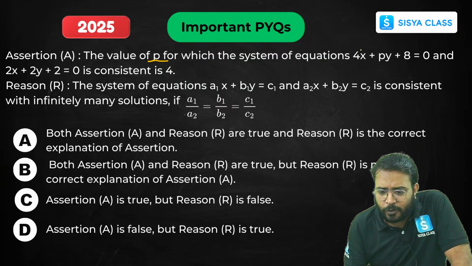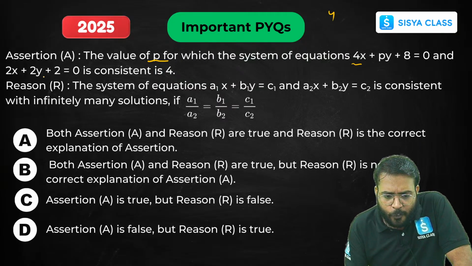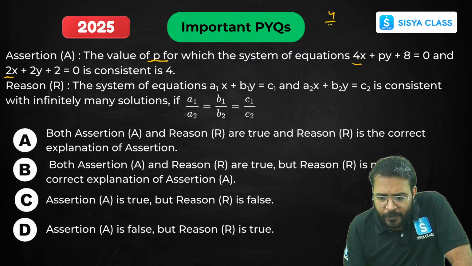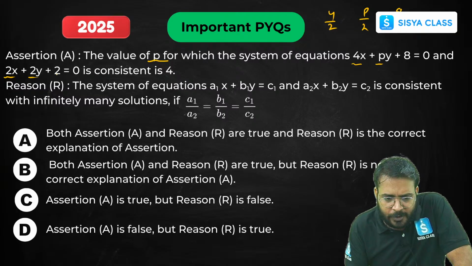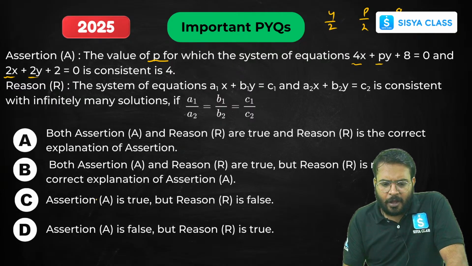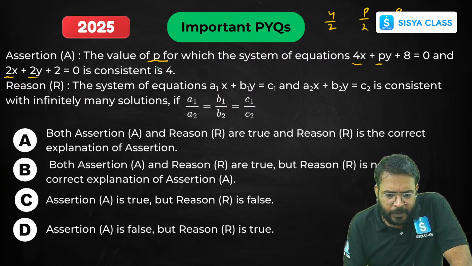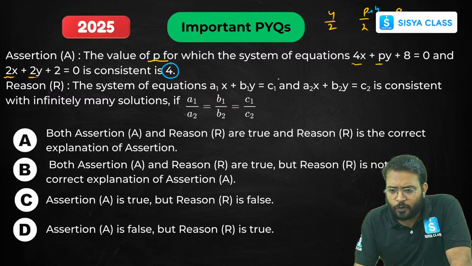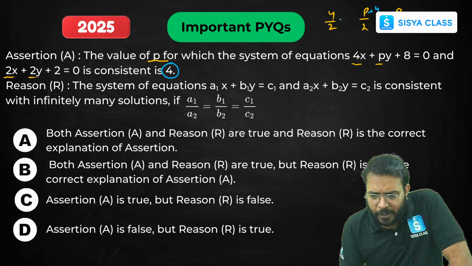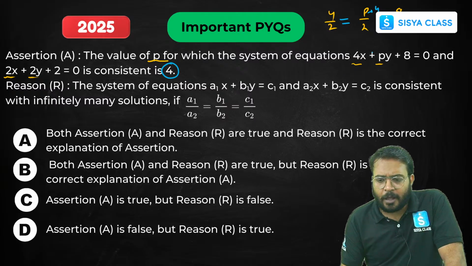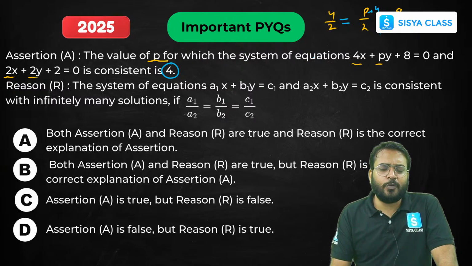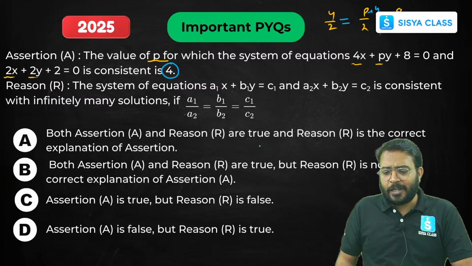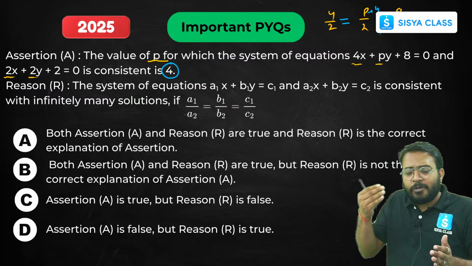So a1 by a2, that means coefficient of x is 4 and 2, so 4 by 2. Coefficient of y is p and 2, constant term is 8 and 2. The value of p they have given is 4. So 4 by 2, 4 by 2, 8 by 2. These two are equal, but this is not equal. 4 by 2 means 2, 4 by 2 means 2, but 8 by 2 means 4. That means a1 by a2 is equal to b1 by b2, but it is not equal to c1 by c2.